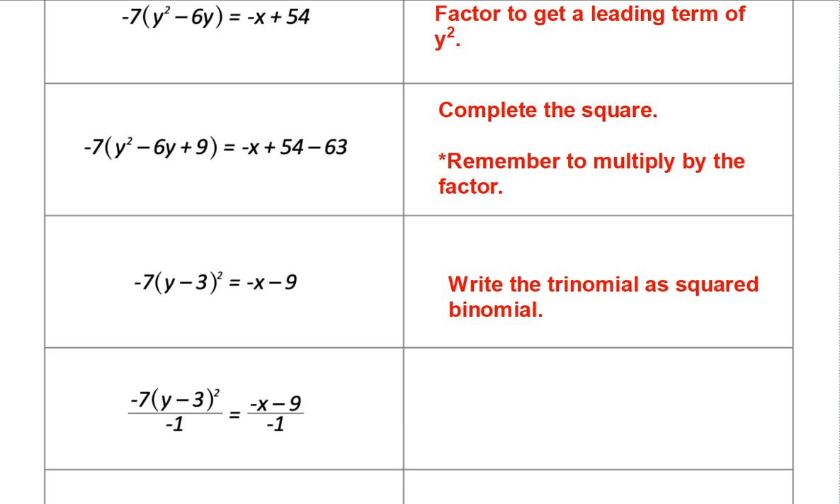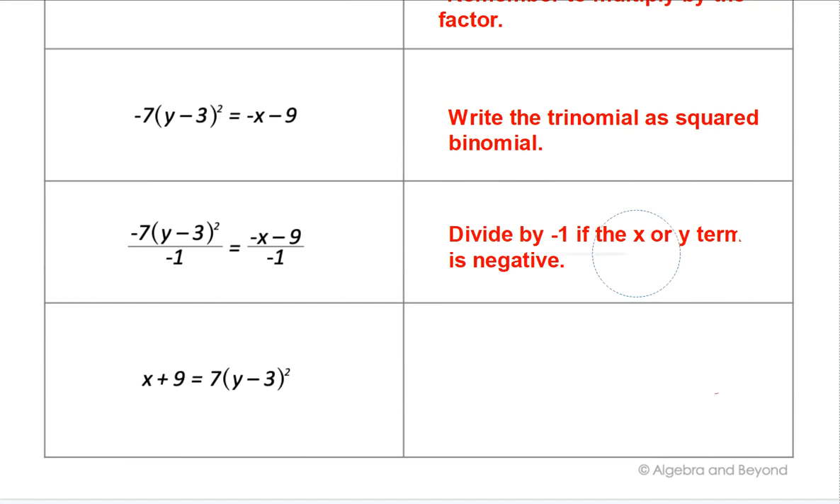And then, because my x term is negative, I need to convert that. So I am going to divide everything by -1 if that x or y term is negative, so that it's not negative anymore. So I divide both sides by -1. And then I rearrange so that it's in proper graphing form. So I get the x plus 9 on the left side and then the squared y term on the right side. So just flipping the order there.